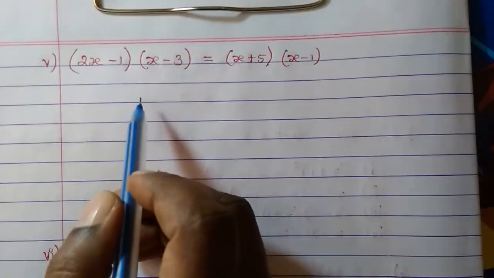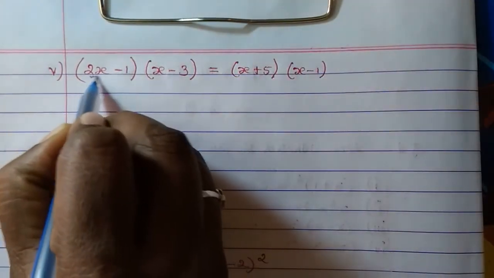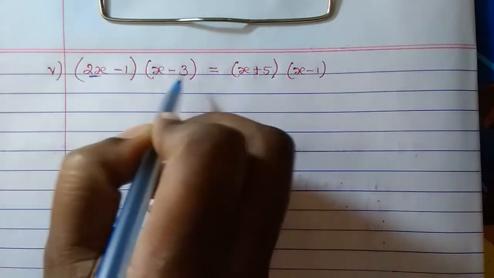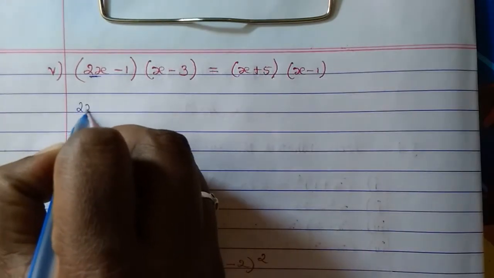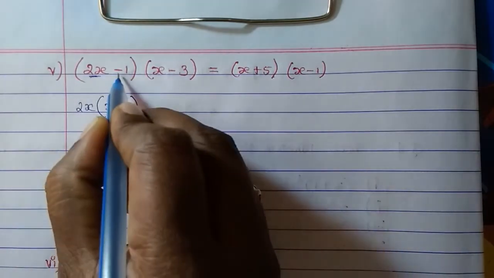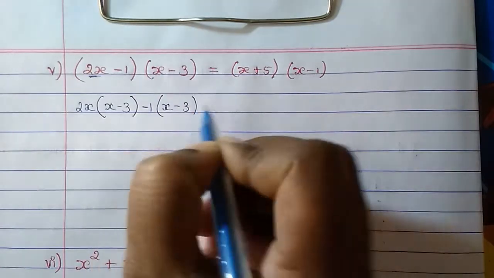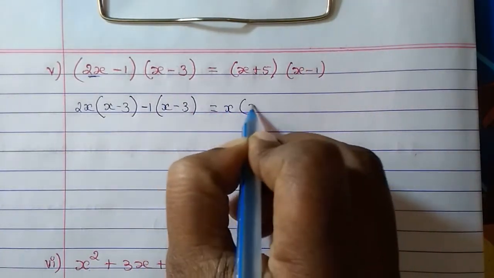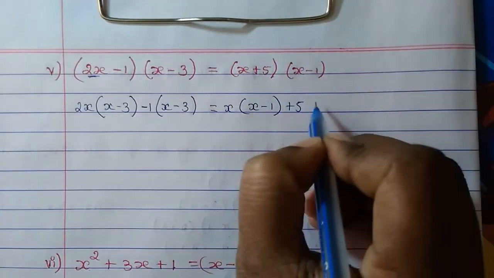So let us see. Here also we have 2 brackets, so we can multiply as we have done earlier. First with the 2x, multiply the whole thing. Then with -1, multiply the whole thing. The same way we have to do here also. So then 2x, then x minus 3. Here you have -1 and then the whole thing multiply with this. So same way here with x, multiply the whole thing. Then with +5, multiply this whole thing.